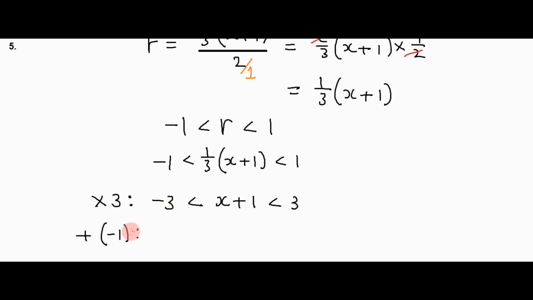So negative 3 minus 1 is negative 4. The positive 1 here will cancel with a negative 1. And we're left with x. And then 3 minus 1 is 2. So x must lie between negative 4 and 2 for the series to converge.